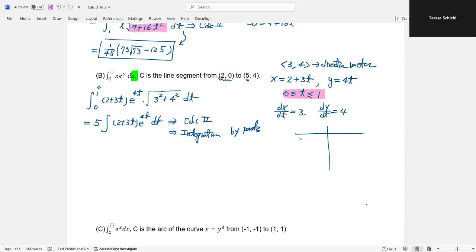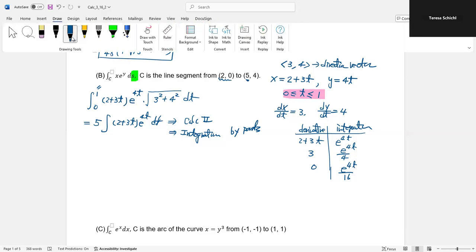So here we have 2 plus 3t, and this is e to the 4t, right? In this column we take the derivative, and in this column we take the integration. The derivative of this one is 3, and then the derivative of this one is 0. The integration here is (1/4)e^(4t), then the integration here is (1/16)e^(4t).